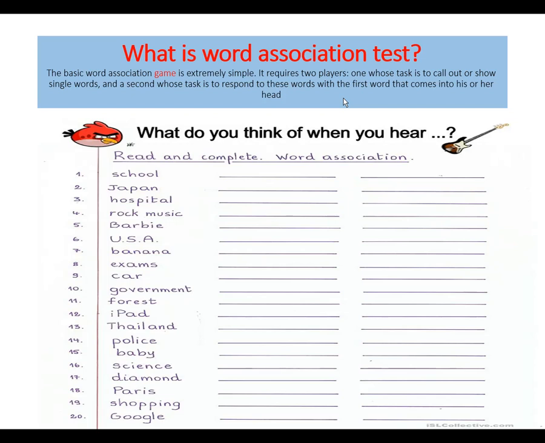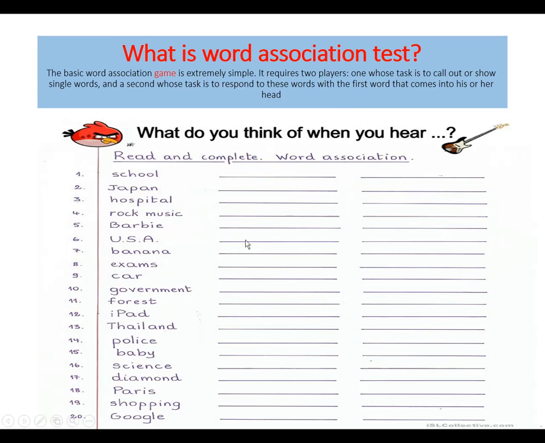money, warmth, so many things that can come to your mind at once when this word comes to you. This applies to all words. So this is what we call word association.